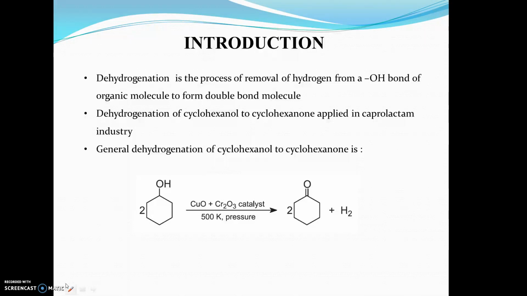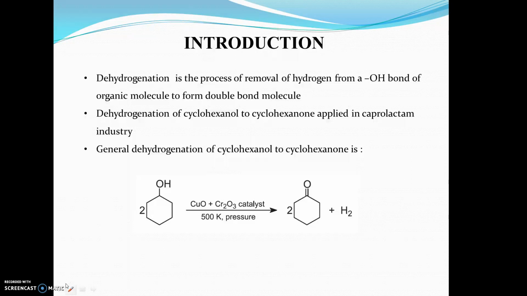Okay, the dehydrogenation of cyclohexanol to cyclohexanone is majorly applied in the caprolactam producing industry. Why the caprolactam producing industry? Because cyclohexanone is the raw material for caprolactam manufacture.